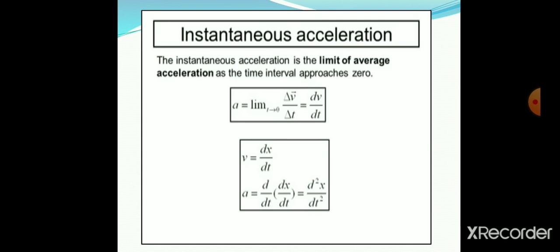We have already seen that instantaneous velocity v is equal to d by dt of x. So, instantaneous acceleration a is written as d by dt of v, and if you substitute for v, we get a equals d by dt of dx by dt. It is notated as d square by dt square of x, which we call the second derivative of x with respect to time.